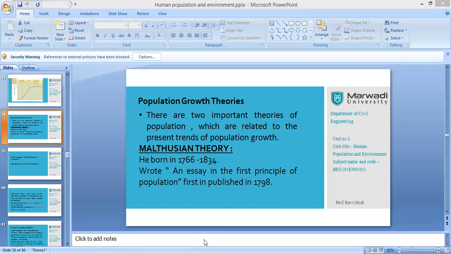We studied the logistic growth rate, the exponential growth rate, and thereafter we started with the numericals. We solved a variety of numericals where we first wanted to find the growth rate, that is R. Then we wanted to find the future population, and we solved numericals regarding the doubling time, that is T double. Up till now, we have covered that much. Today we are going to do the different population growth theories and population forecasting methods, and we'll solve one of the numericals from one of those methods.